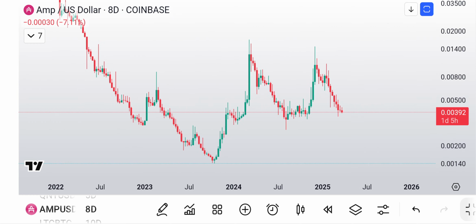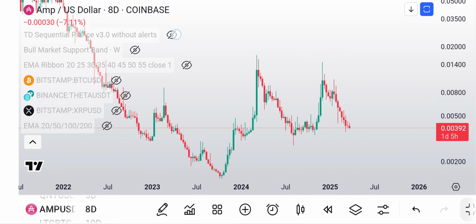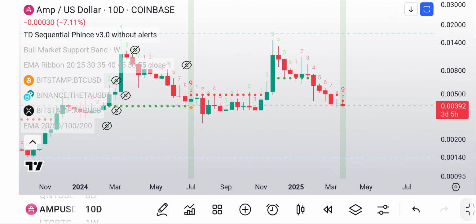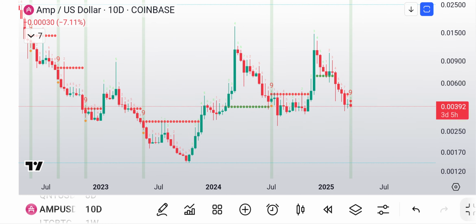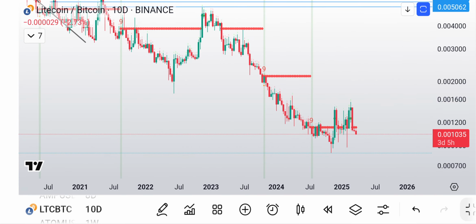AMP looks nice. Look at AMP. It came down nicely. Let's turn on some sequentials. So you're on a 10-day 9. That's pretty interesting, right? It's got that theta look. It's got that 3-wave pullback. Everything has got the 3 wave going on here.